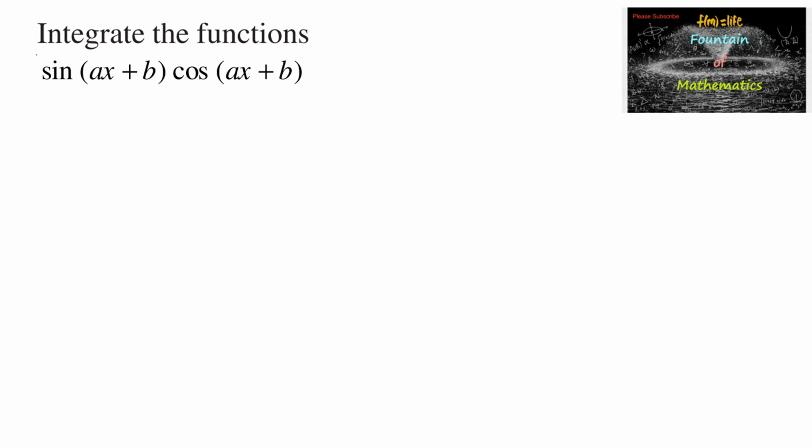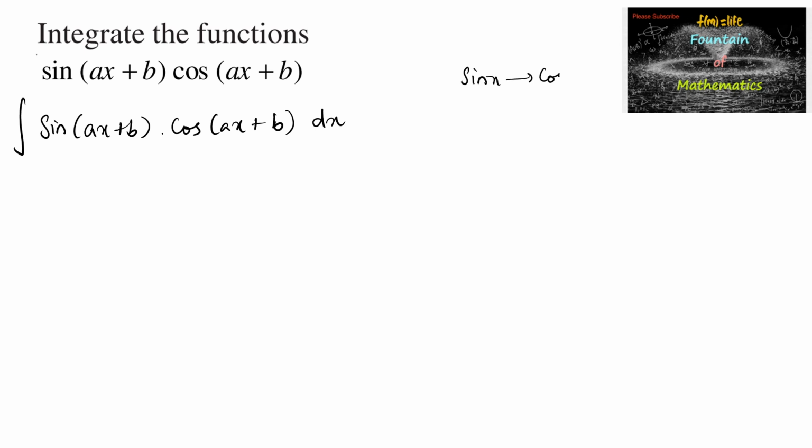Integrate sin of ax plus b into cos of ax plus b. So we can write integral sin of ax plus b into cos of ax plus b dx. Here we can observe very clearly that the differentiation of sin x is cos x. So we can substitute this sine function as t. Let us put sin of ax plus b is equal to t.